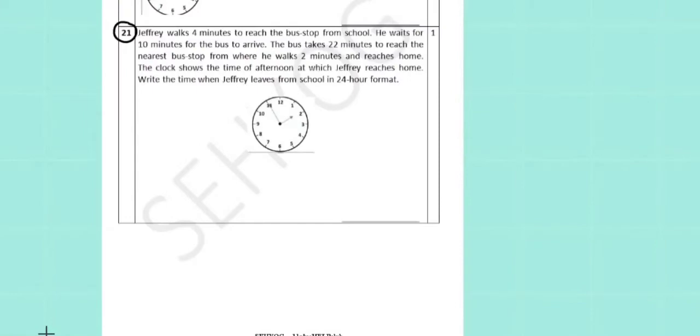In question number 21, Jeffrey walks 4 minutes to reach the bus stop from school. He waits for 10 minutes. The bus takes 22 minutes and he walks 2 minutes more to reach home. The clock shows the time of afternoon at which Jeffrey reaches home. So afternoon means it is PM, and the time, as we can see on the watch, is 1:55. So he reaches home at 1:55 PM.